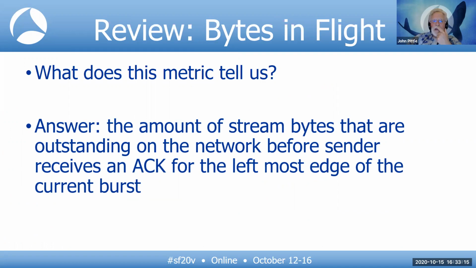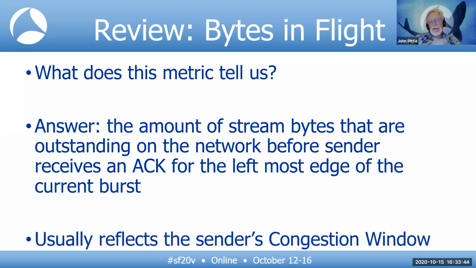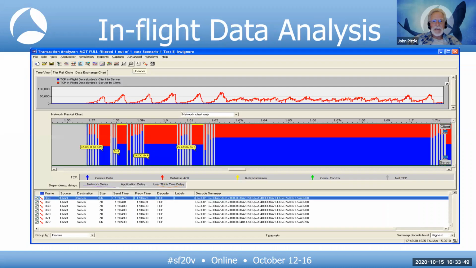So it's the amount of stream bytes that are out on the network before the sender receives an ACK for the leftmost edge of the current burst. And the bigger that number is, and it really does reflect, someone had a great question earlier about the congestion window. It really does reflect the congestion window. Even though we can't see the congestion window as a setting anywhere, we can observe the behavior of bytes in flight, and that'll give us a pretty good idea of what the congestion window looks like. And bullet point being added, yes, it usually reflects the congestion window.